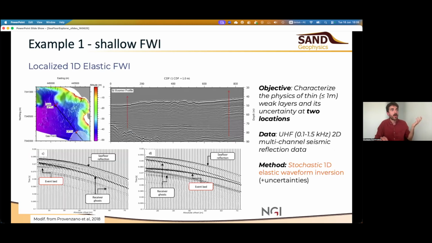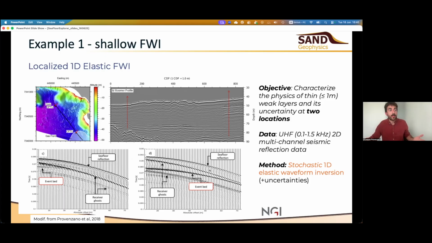So, a couple of examples. This is a very shallow study, where we are going to look at the top 6 meters. We are in Norway. It's 2D data, unfortunately. It's legacy, what we had at the time. We were going to study the changes in properties in this very shallow and thin layer, which we can already see qualitatively is changing phase and amplitude around here.